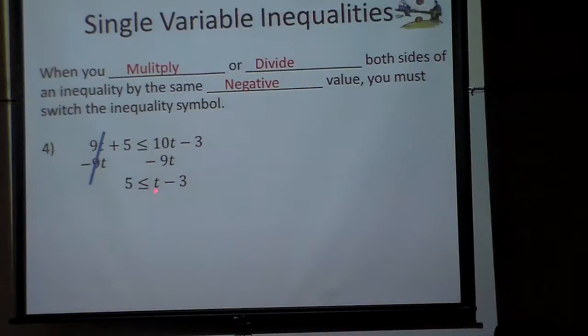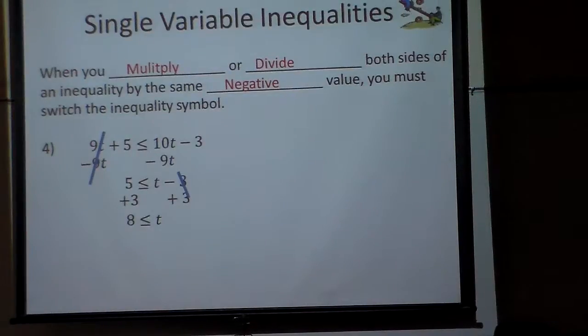Now I have the t here. I'm going to add the 3 to move it to that side so I can keep the t by itself. You always want to get the letter by itself; that's what solving equations is. So I'm going to add 3, and 5 plus 3 is 8. The 1 cancels out, so now I have 8 is less than or equal to t.